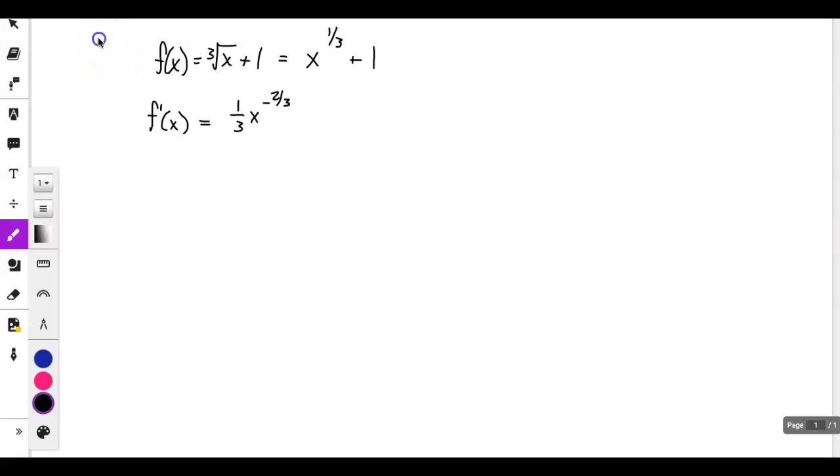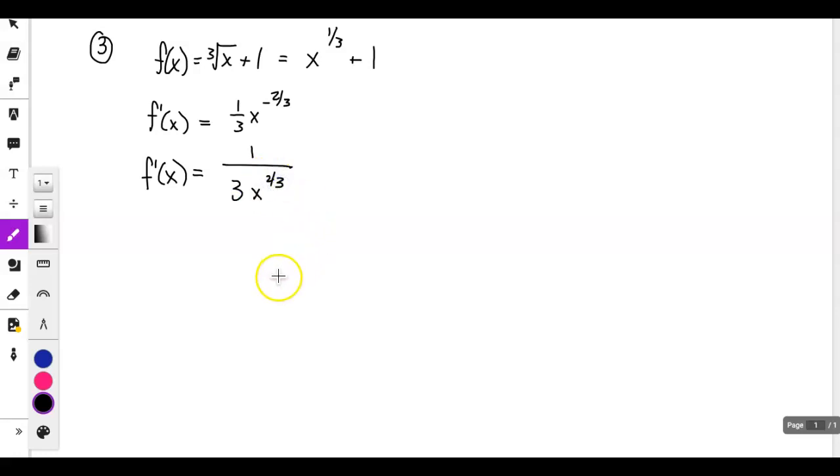Okay, so this is number 3 on the card sort, and let me see if I can move this because I think it's in the screen. There we go. I already rewrote the function so that I could take the derivative, and then I already took the derivative. So now what I'm going to do is simplify the derivative so that it doesn't have a negative exponent, and that means that I'm going to put that term in the denominator. So we would have 1 over 3 x to the 2/3.